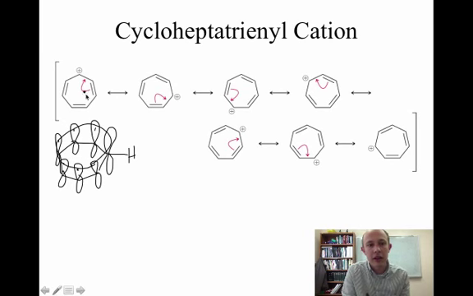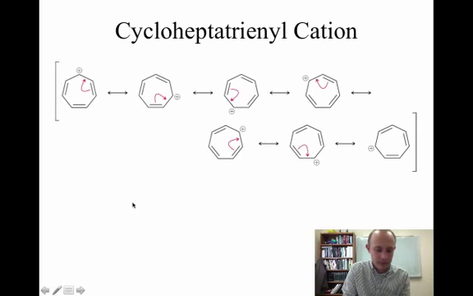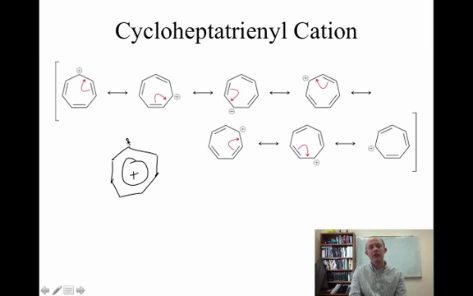The cycloheptatrienyl cation has 7 resonance structures, so each carbon only has 1/7 of a positive charge. We can draw it like this, which is the way you'll see it sometimes, because each carbon only has a plus 1/7 charge, since we have 7 resonance structures that are all equally contributing. This thing is really, really stable.